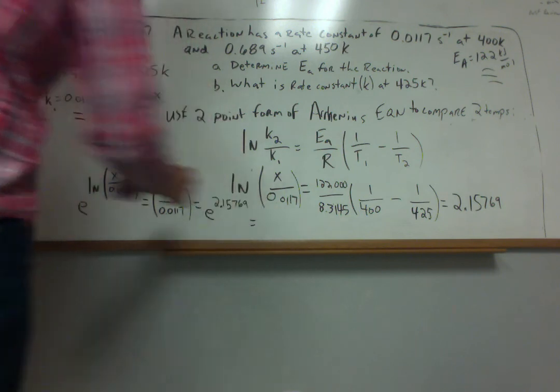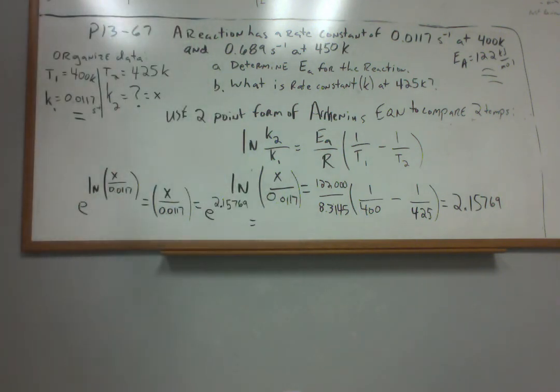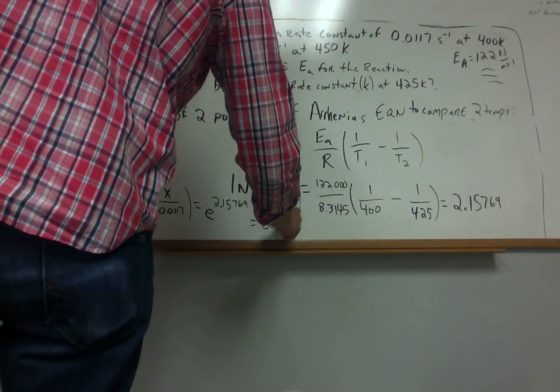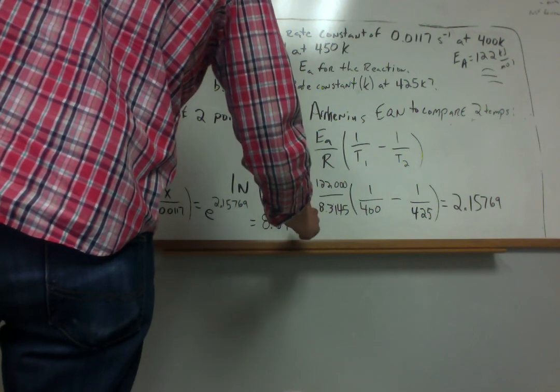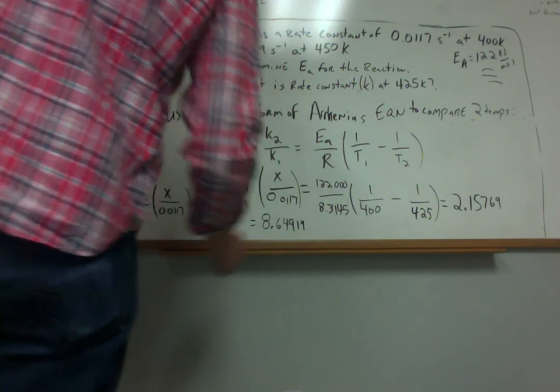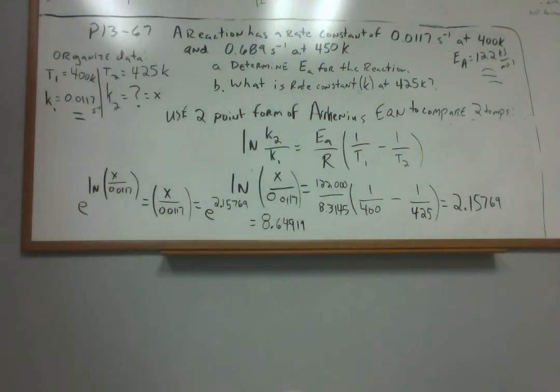I can actually do this on my calculator. You probably have to type in 2.15769 and then hit second function and the ln button. Usually there's a little e above the ln in a different color, and you can access that with the second function. That should yield 8.64919 or thereabouts on your calculator. 8.64919 is what I've got right here.